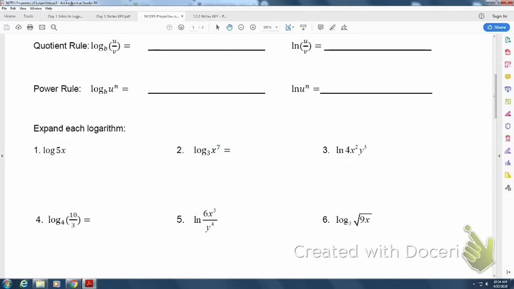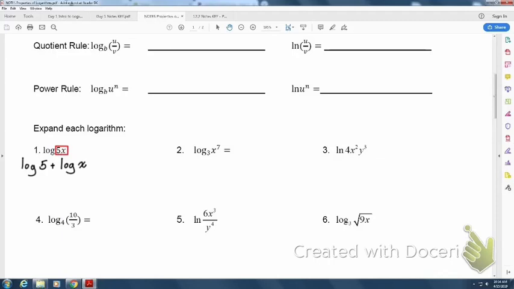So on the first one I've got log. Remember, if there's no base down there, that's your common log, so it's log base 10, but you don't have to write that 10 every time. And then I've got 5 times x, so I'm multiplying 5 and x there. So if it's multiplication, I'm going to expand it by using addition. And the 5 is going to get its own log, the x is going to get its own log. So I end up with log 5 plus log x.